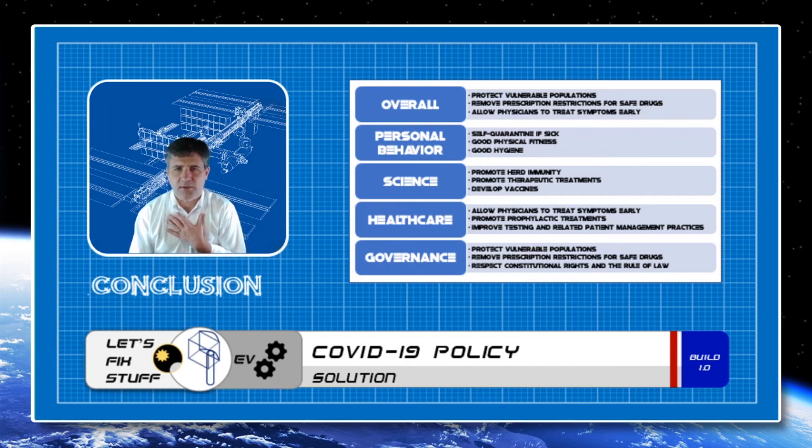The top three things you can do as an individual are: number 1, if you're sick, stay home, self-quarantine. Number 2, do your best to get in good physical shape so that you're not as high a risk of dying from COVID-19, or frankly from any other disease. And number 3, good hygiene. Wash your hands, cover your mouth when you sneeze, that kind of stuff.